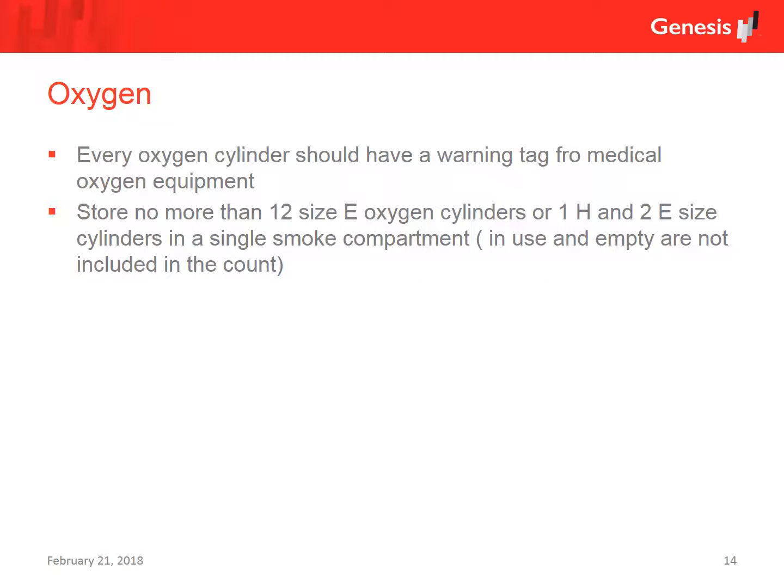Oxygen. Every oxygen cylinder should have a warning tag for medical oxygen equipment. Store no more than 12 size E oxygen cylinders or 1 H and 2 E size cylinders in a single smoke compartment. What that means, for example, in North 1, when the 2 fire doors close by 112, 113, that is considered the smoke compartment. Also, make sure we are storing all containers in a holder or rack if they are empty.